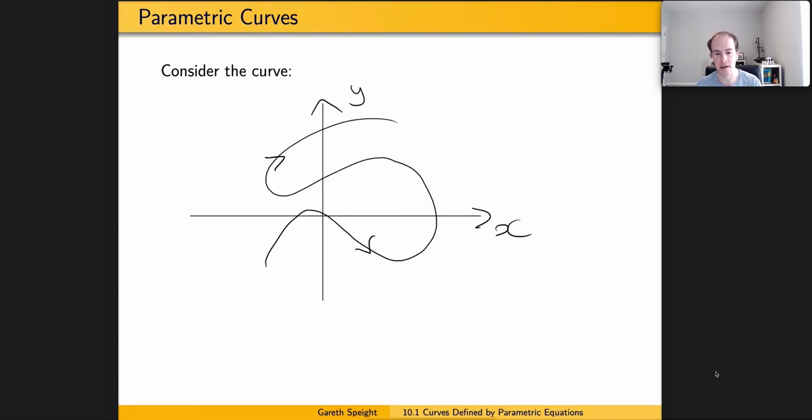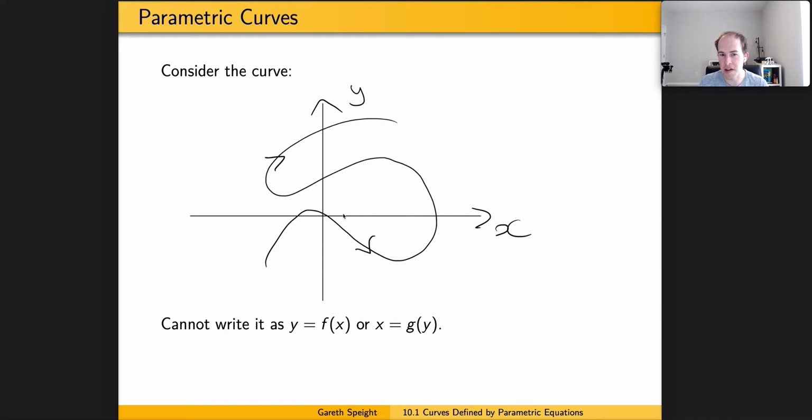So let's get started. And what is the motivation? The motivation is look at a curve like this, as is pictured. Then the problem is we can't write it as y in terms of x, nor can we write it as x in terms of y. So this was the way we represented curves before, right? We either had y in terms of x or x in terms of y. So why can't we do that here?